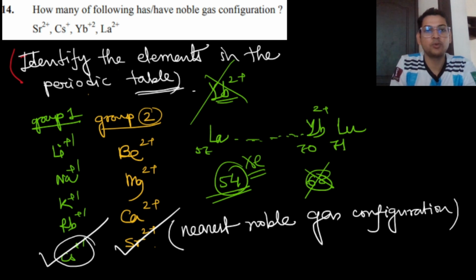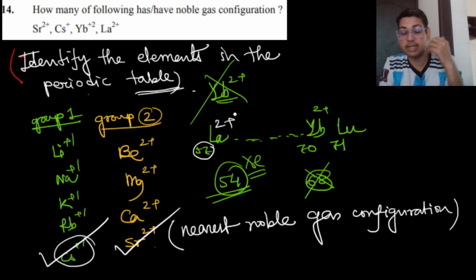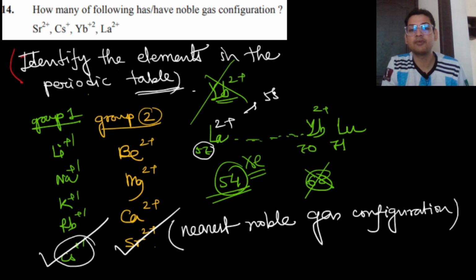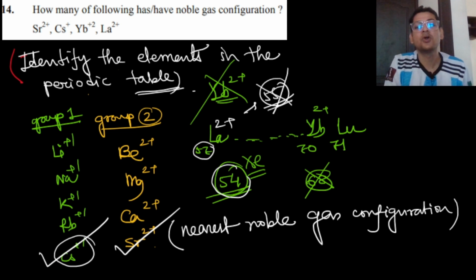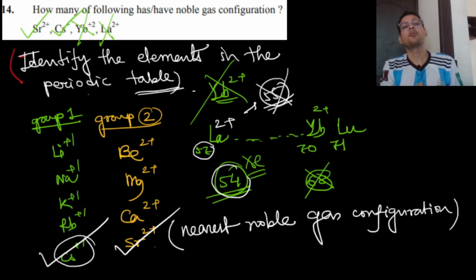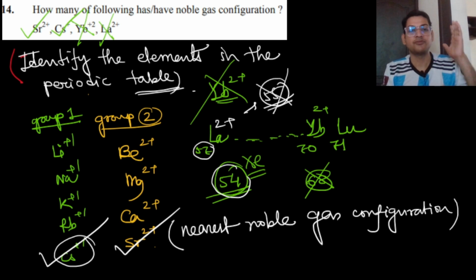And sir, La2+. If you do it, 57, 2+ means 2 electrons are gone, you get 55. Sir, is it near the nearest noble gas? No, the nearest is 54. So this is also not possible. Are you getting my point? This one and this one are possible. Got it or not? So the first two are possible, Yb is not possible, and La is also not possible.